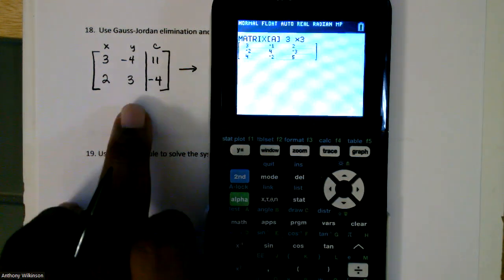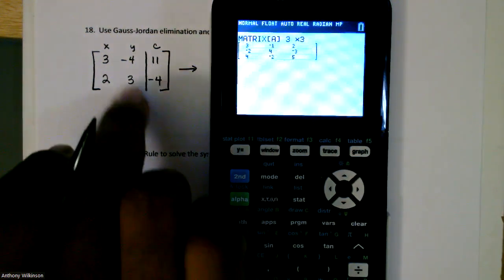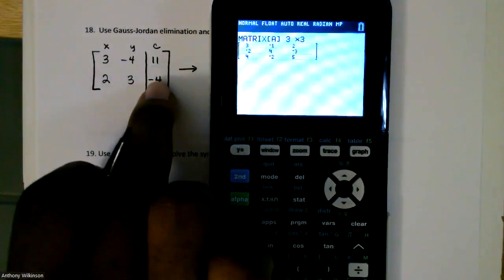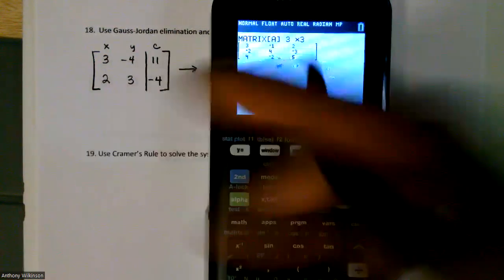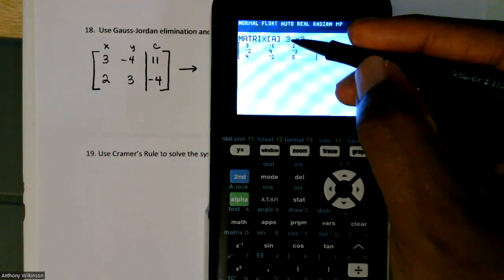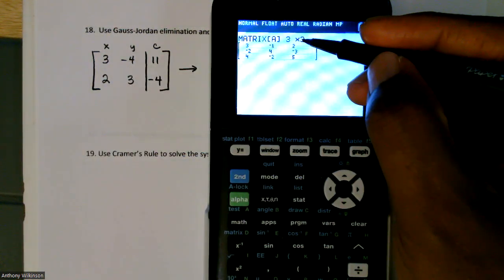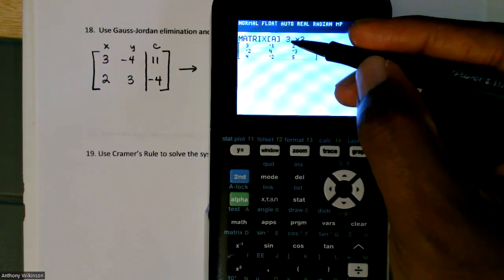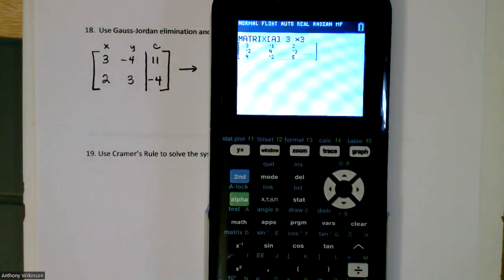Now let's look at the dimensions of this. I got 2 rows and 3 columns. These numbers here represent the number of rows and the number of columns. The first number, the number of rows, the second number, the number of columns.